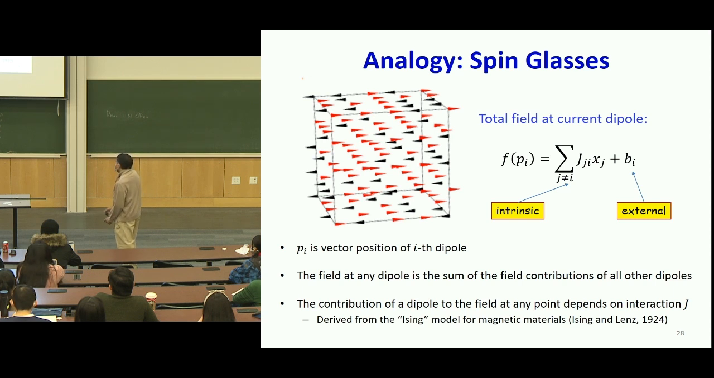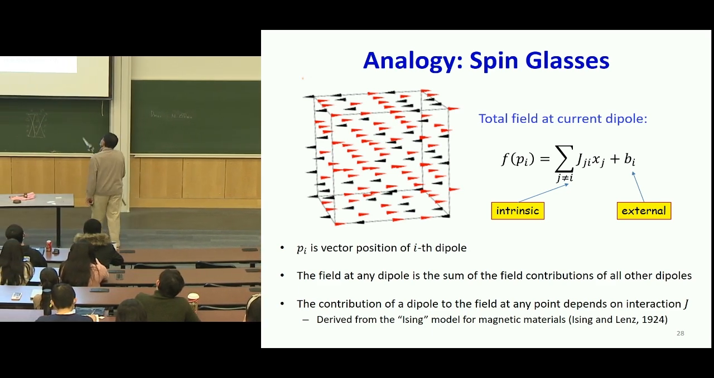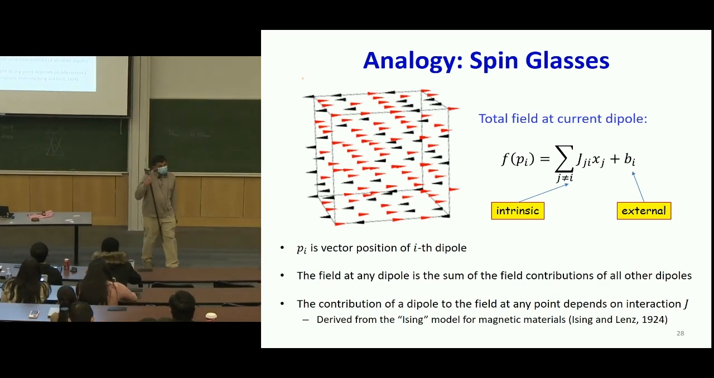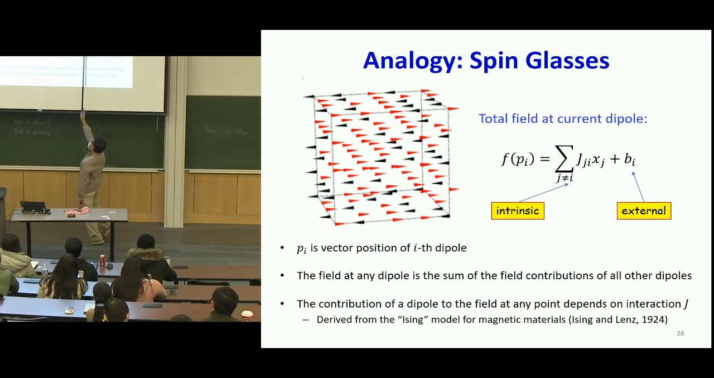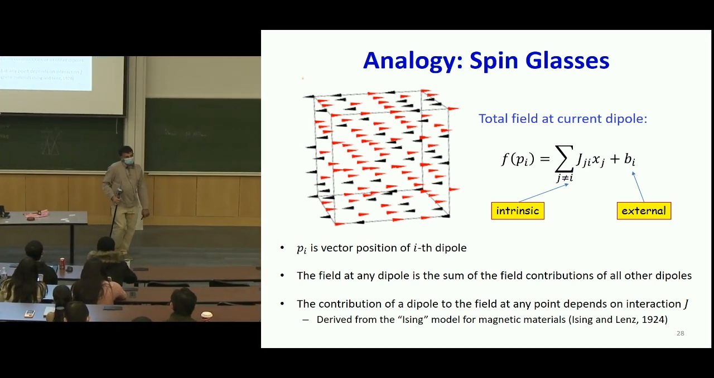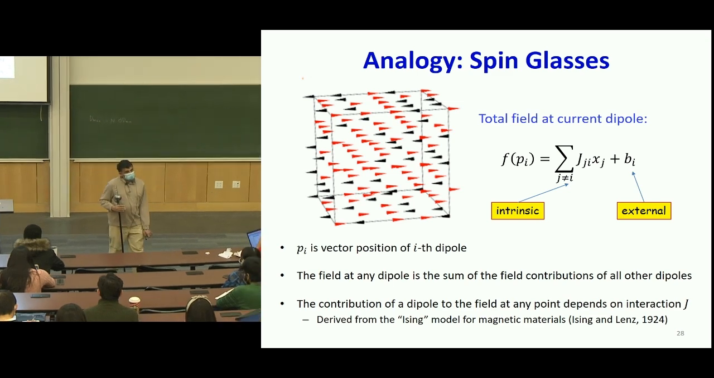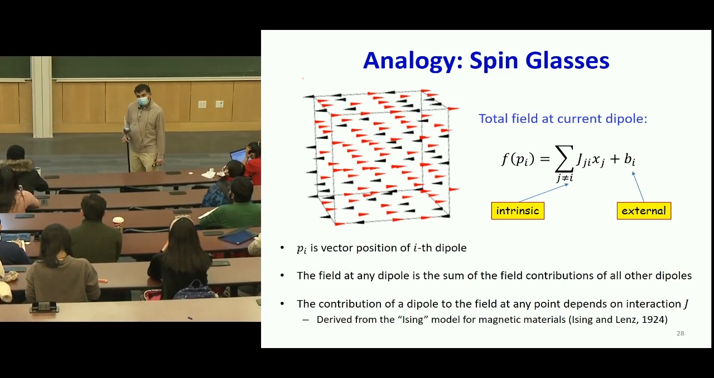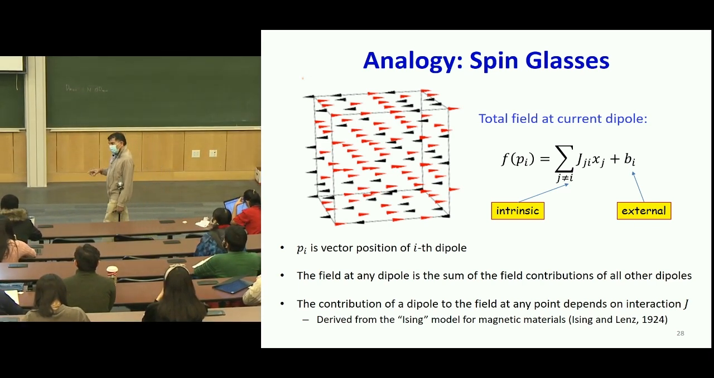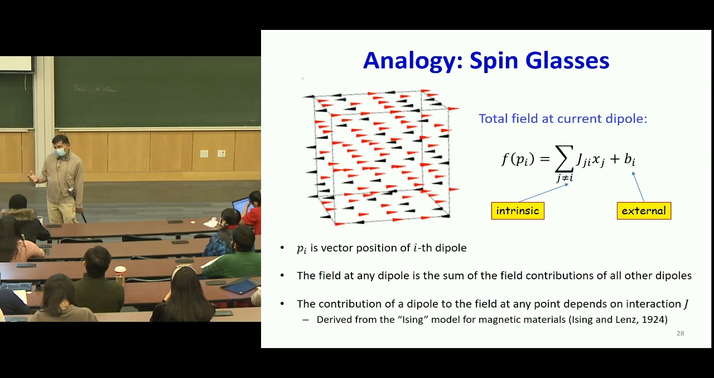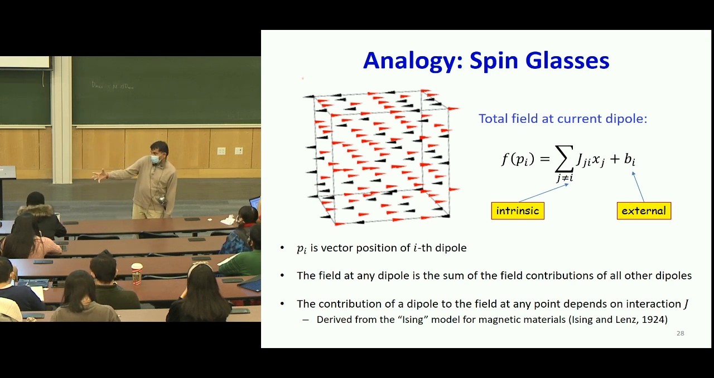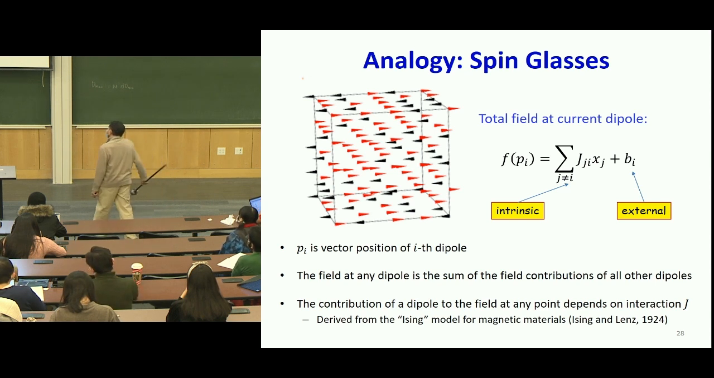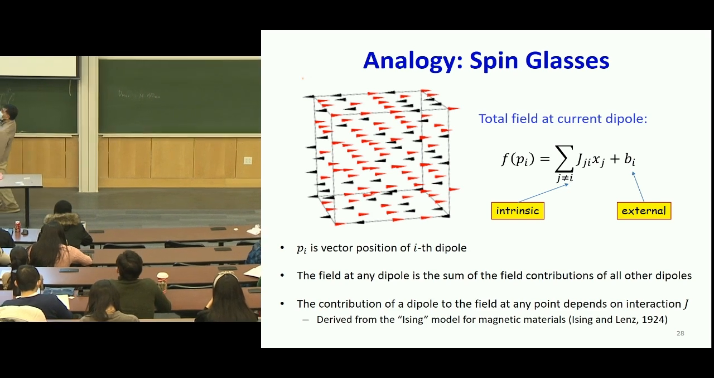Originally from this paper by Ising and Lenz, 1924. It's a very nice paper. So you can think of it this way. What is the total field at a current dipole? The total field at the current dipole is the influence of all of the other dipoles, right? So it's going to be the sum over all of the other dipoles of the dipole moment itself, times an interaction component, where this interaction Jij depends on the distance between the two dipoles, the dielectric constant, and a bunch of other parameters, and then there's also an external magnetic field that you might impose, maybe by placing a magnet on the side, right? So the total field at any dipole is simply going to be this for any individual dipole.